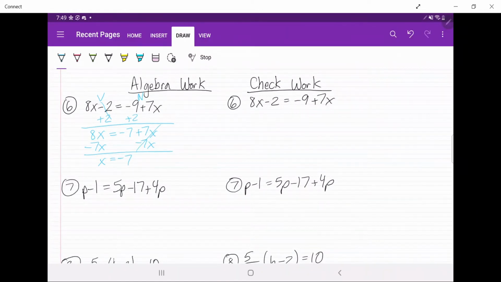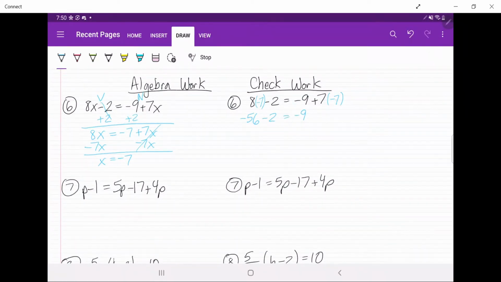Now that we have our answer, we want to check to see if our answer is correct. So instead of writing x, we're going to write the number negative 7. So I'll delete the x and plug in negative 7 into the equation. 8 times, let me plug in negative 7 to the other side of the equation as well. So 8 times negative 7 equals negative 56 minus 2. And then we bring down the negative 9.